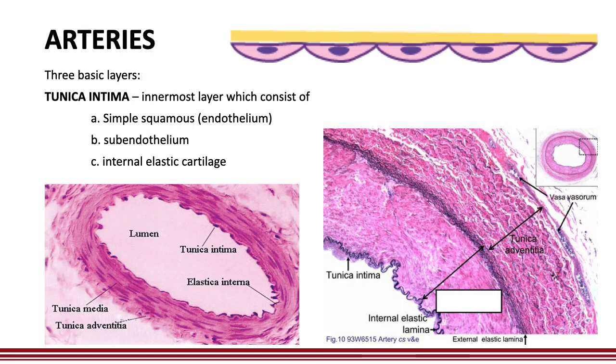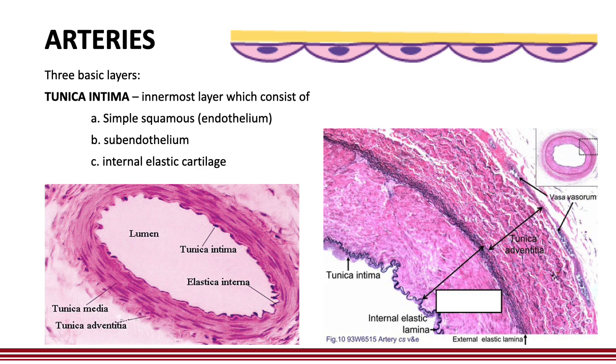As with the heart, the artery is composed of three basic layers: the tunica intima, which is the innermost layer. Similar to the subendocardium, it is composed of simple squamous epithelium. Underneath the simple squamous epithelium is subendothelium, which is composed of connective tissue, particularly collagen. And external to the subendothelium, you have an internal elastic cartilage. Okay?